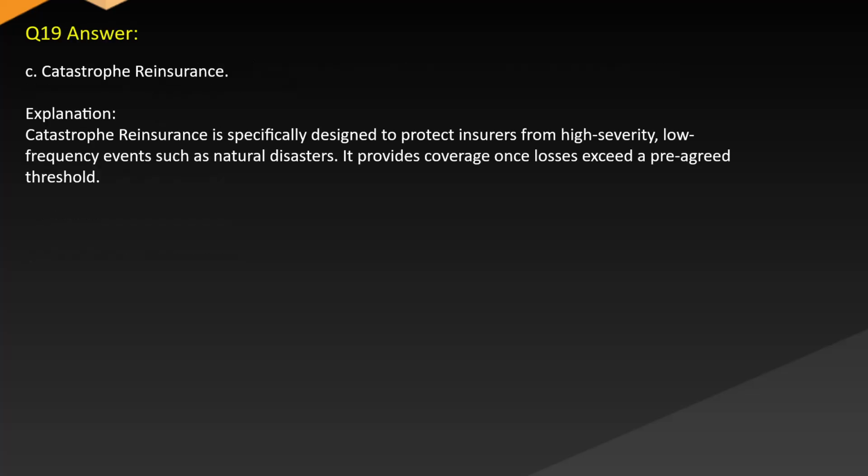Answer C. Catastrophe reinsurance. Explanation. Catastrophe reinsurance is specifically designed to protect insurers from high-severity, low-frequency events such as natural disasters. It provides coverage once losses exceed a pre-agreed threshold.